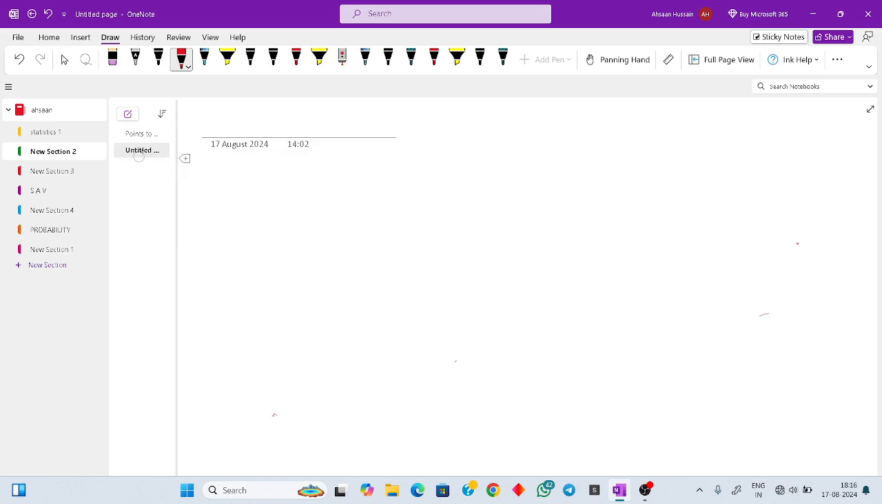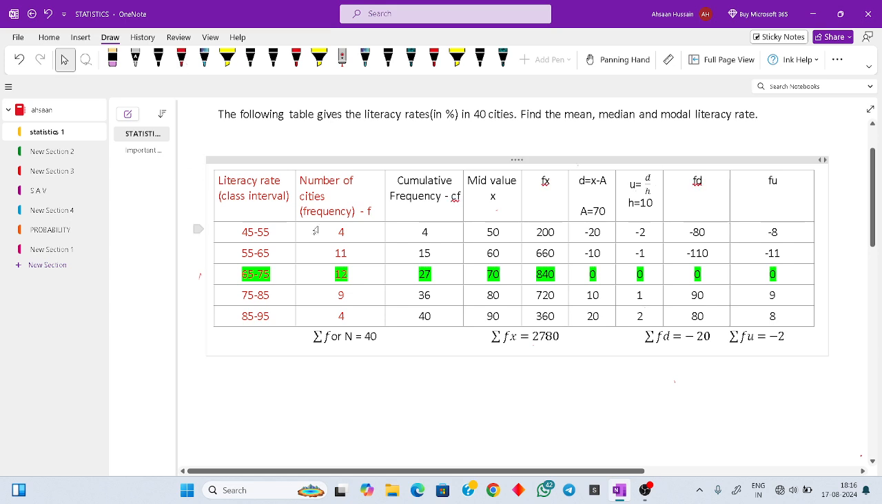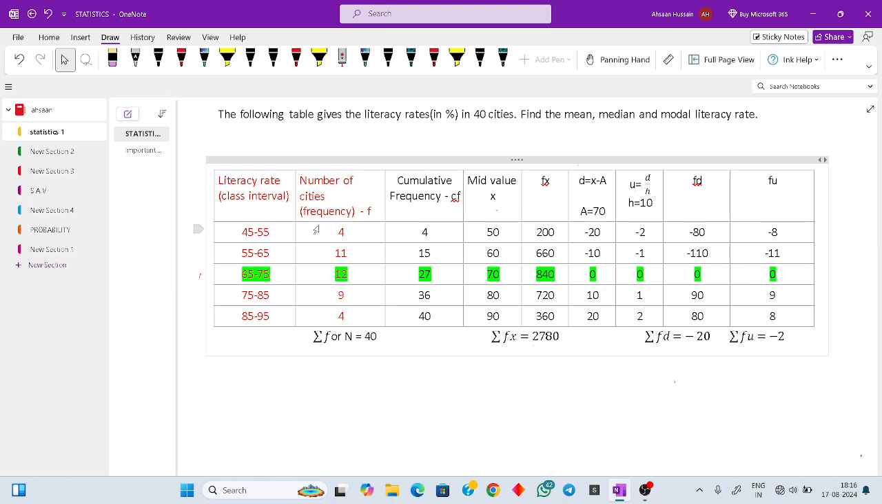So our first question is this one. In statistics, all you need to do is to find the mean, median, and mode. Right. So see, it is data. The question says the following table gives the literacy rate in 40 cities. Find the mean, median, and mode of the literacy rate.